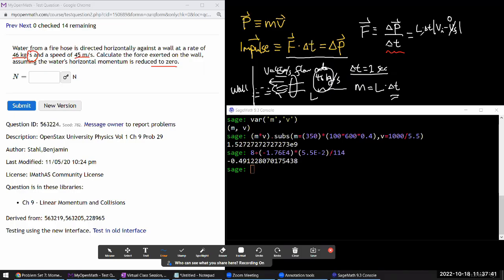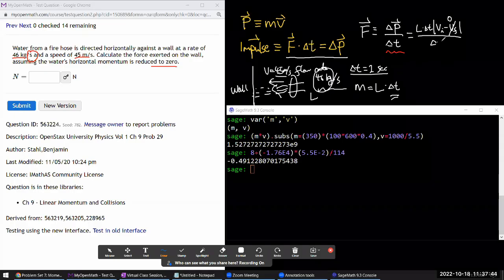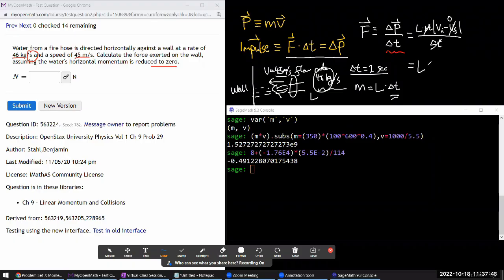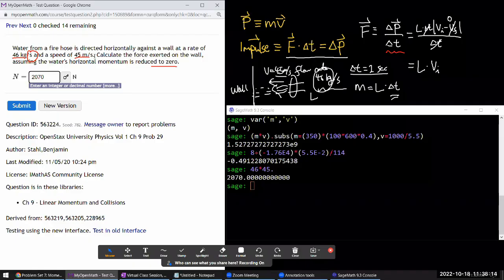So that's the change of momentum over the duration of time. For the calculation of force, I'm dividing out that delta t. Hey, they cancel. So all I have to do is flow rate times my initial velocity, and that'll give me the force due to the water on the wall. So 46 times 45. And if you work out the units, you can see that it works out to be the correct units. Kilograms per second times meters per second is kilogram times meter per second squared, which is the unit of Newton.